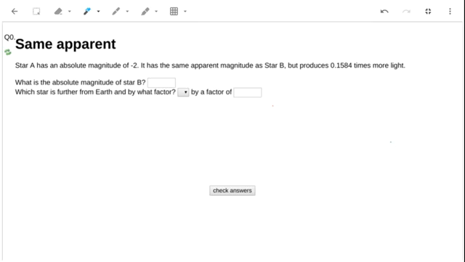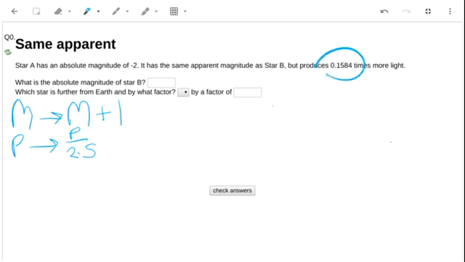Right. Questions on apparent and absolute magnitudes are always tricky. Let's first look at what absolute magnitude really means. If you increase the absolute magnitude of a star by 1, its power output decreases by a factor of 2.5. So not only is it the opposite way round, but it's also a logarithmic scale.